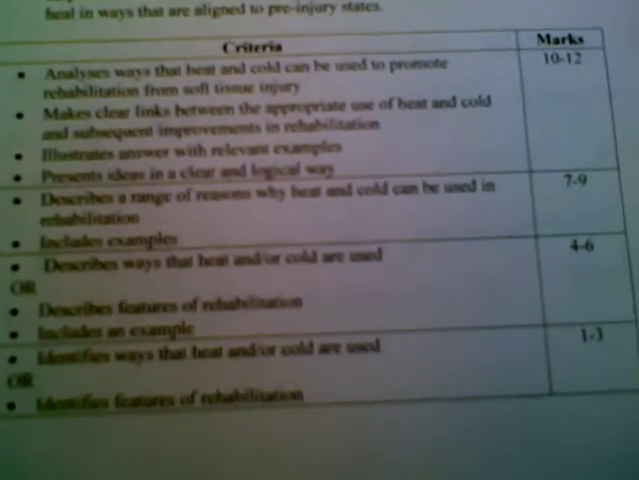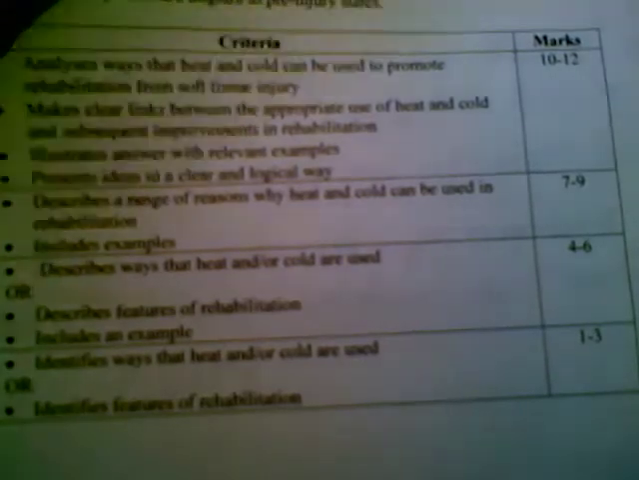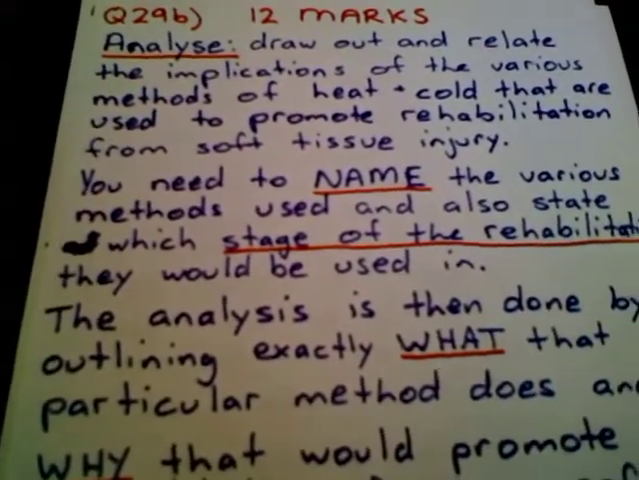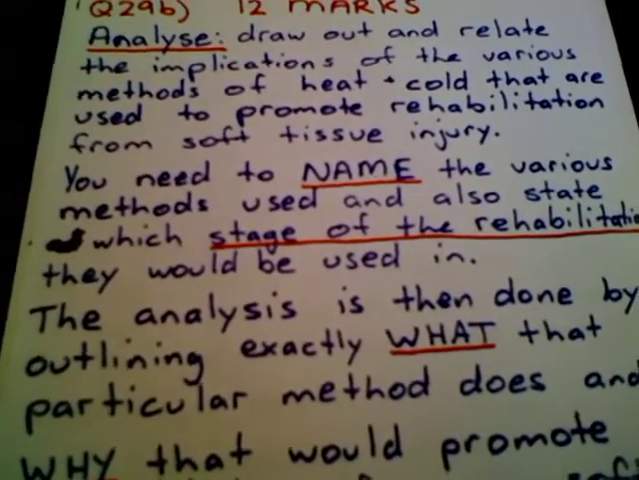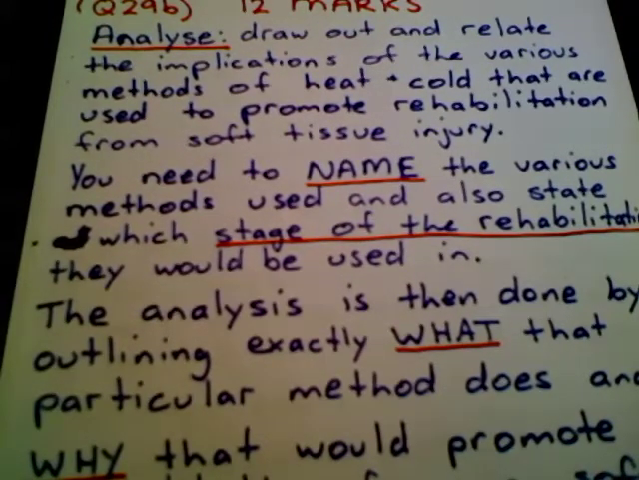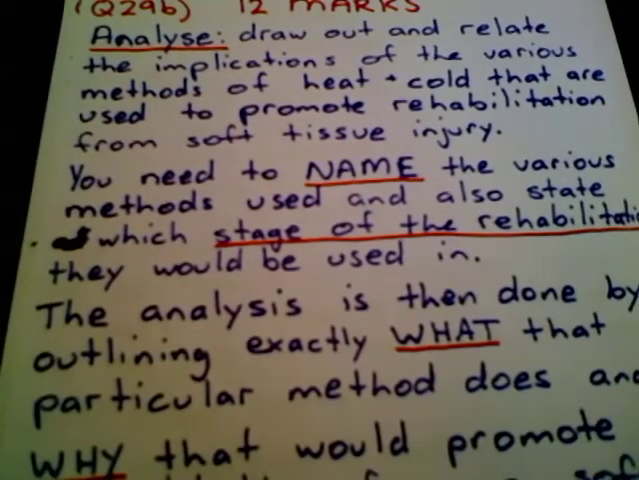And obviously this question is split into two, heat and cold. So you're analysing the way heat can be used to promote rehabilitation, and you're also analysing the way cold can be used to promote rehabilitation from soft tissue injury. Let's have a look now at what the actual term analyse means in the context of this question. To analyse means to draw out and relate implications. So in the context of this question, you are drawing out and relating implications of the various methods of heat and cold that are used to promote rehabilitation from soft tissue injury.